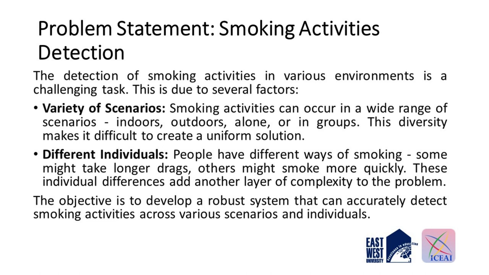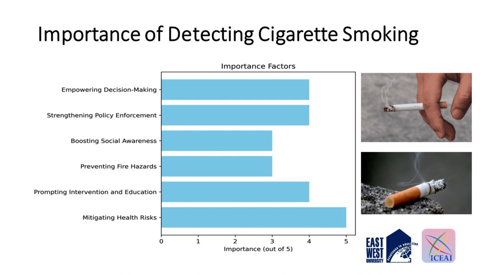And people have different ways of smoking. Some might take longer drags, others might smoke more quickly. These individual differences add another layer of complexity to the problem. The objective is to develop a robust system that can accurately detect smoking activities across various scenarios and individuals. Detecting cigarette smoking is important for health, public safety, research, and addiction support, as it helps prevent diseases, protects non-smokers, informs policies, and advances technology.